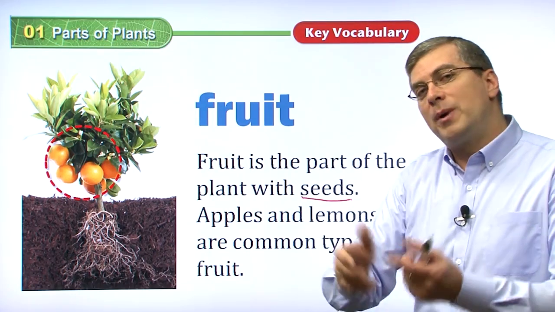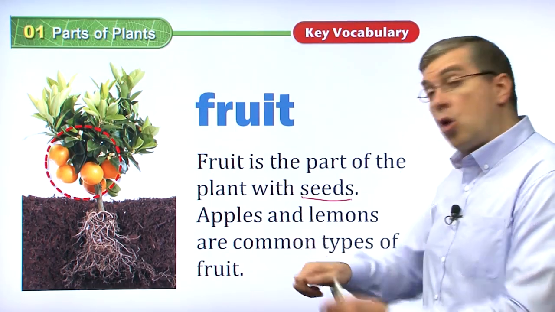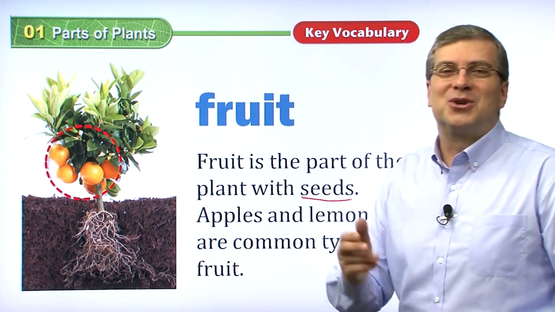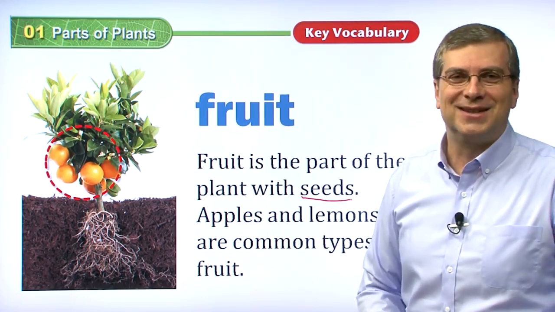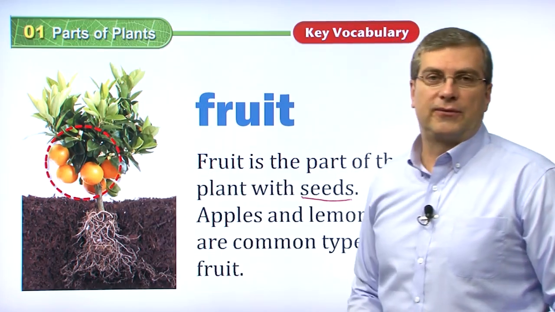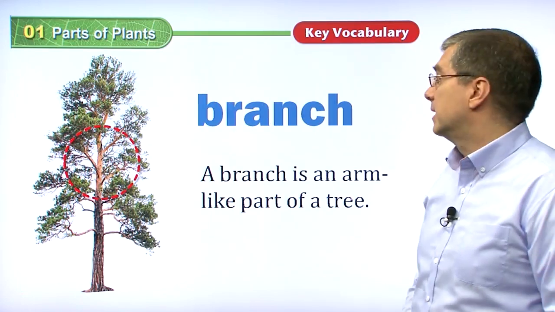But if you cut open an apple, you will see seeds inside the apple. If you open a lemon, be careful when you eat a lemon. It's sour, right? But you also have to watch out for the seeds in the lemon. Okay, so plants will also produce fruit. Okay, let's move on. What is another part of the plant?